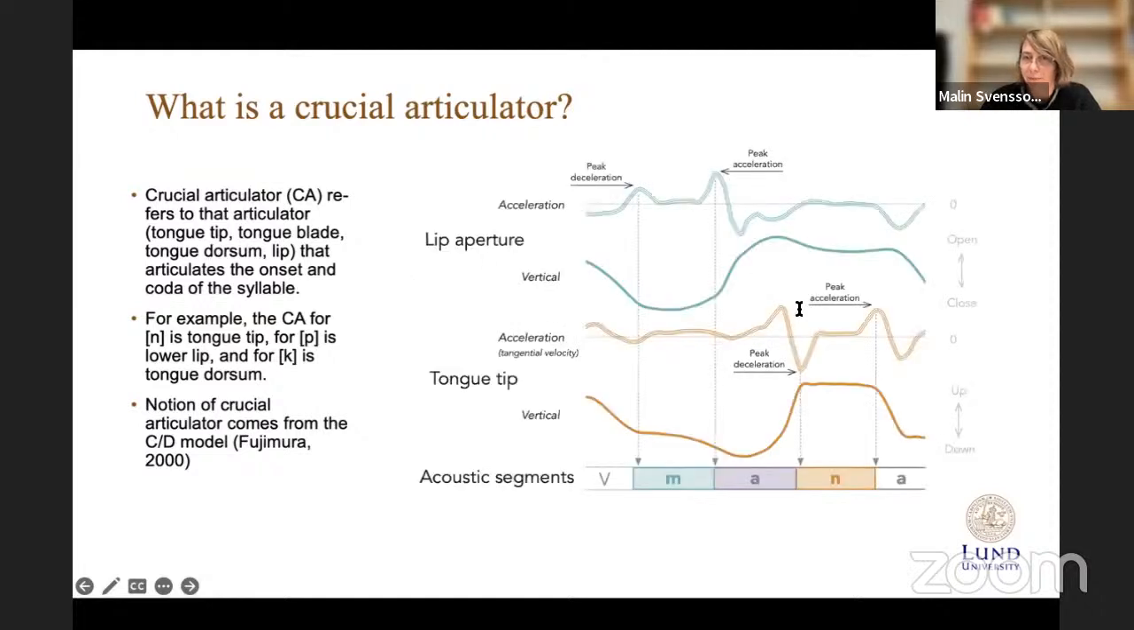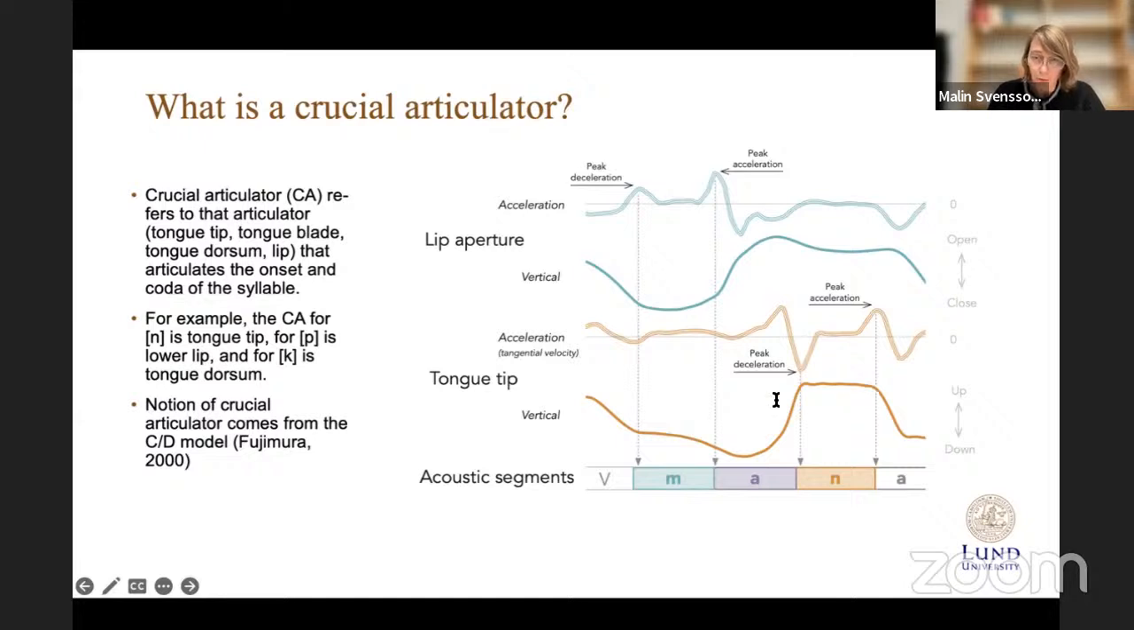So for example, in this figure, we see a Swedish word, manna, segmented at the bottom of the figure. And we have position and acceleration signal of two articulators, lips, or actually lip aperture, at the top and tongue tip below. So for the first segment, which is bilabial, the lips are closing, creating a posture. They are the crucial articulator for M. In the acceleration signal, we see a deceleration peak at the start of the posture because the lips are rapidly slowing down. And at the other edge of the posture, we find an acceleration peak, meaning the lips are rapidly gaining speed.